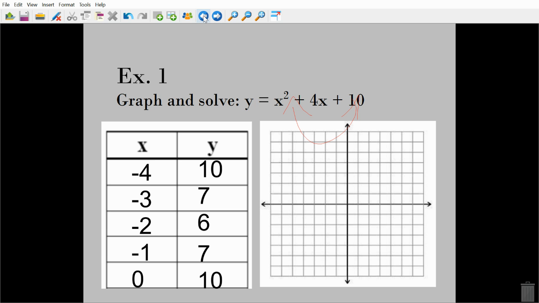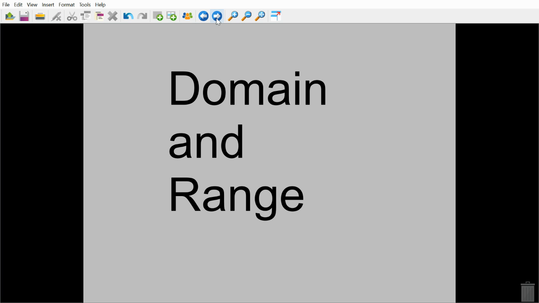Now the range is different, all right? The range really has a minimum at 6, the y is at 6. That's the farthest down it goes. So y is all real numbers greater than or equal to 6. So the range is all real numbers greater than or equal to 6. So I just want to point that out. That's what the domain and range is referring to if it asks for that somewhere.